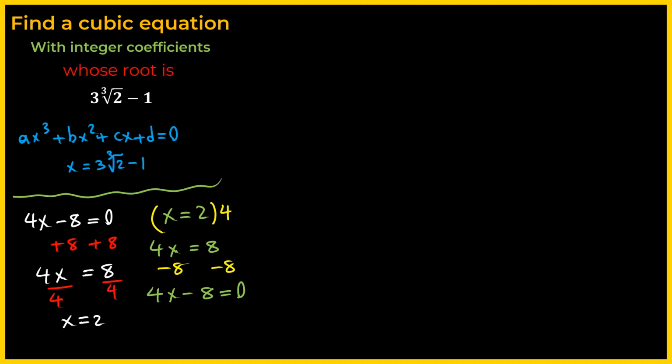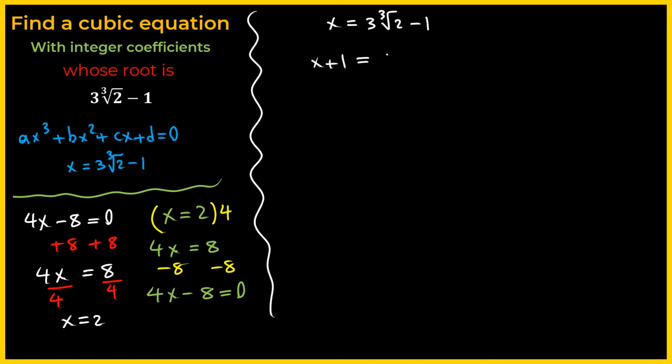So what I'm going to do is use the given solution, and manipulate it to find a cubic equation. We're given that x equals 3 times cube root of 2 minus 1 is a solution for our equation. So I'm going to manipulate this to find a corresponding equation. To do that, first of all, I'm going to add 1 to both sides. So I get x plus 1 equals 3 times cube root of 2.